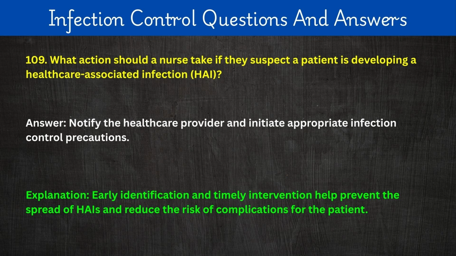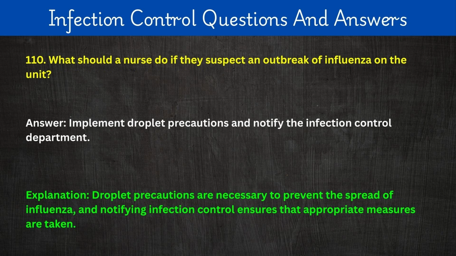109. What action should a nurse take if they suspect a patient is developing a healthcare-associated infection, HAI? Answer: notify the healthcare provider and initiate appropriate infection control precautions. Explanation: early identification and timely intervention help prevent the spread of HAIs and reduce the risk of complications for the patient.